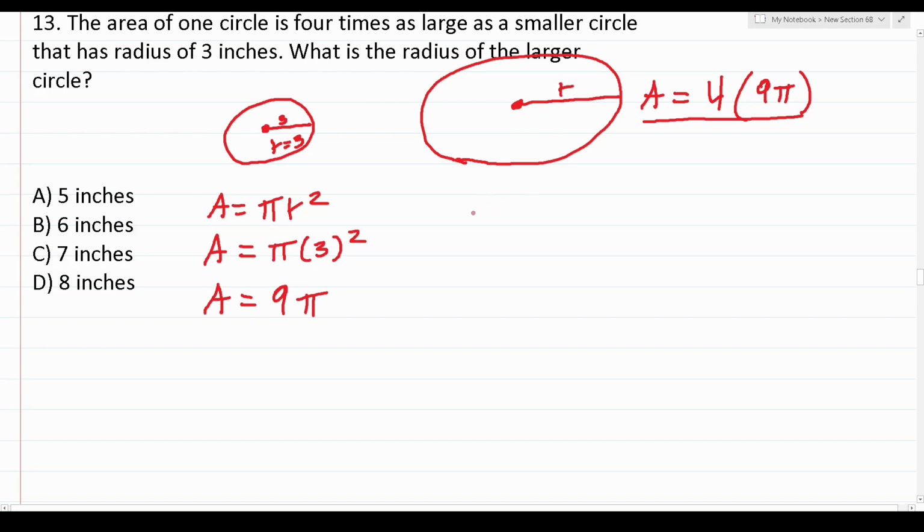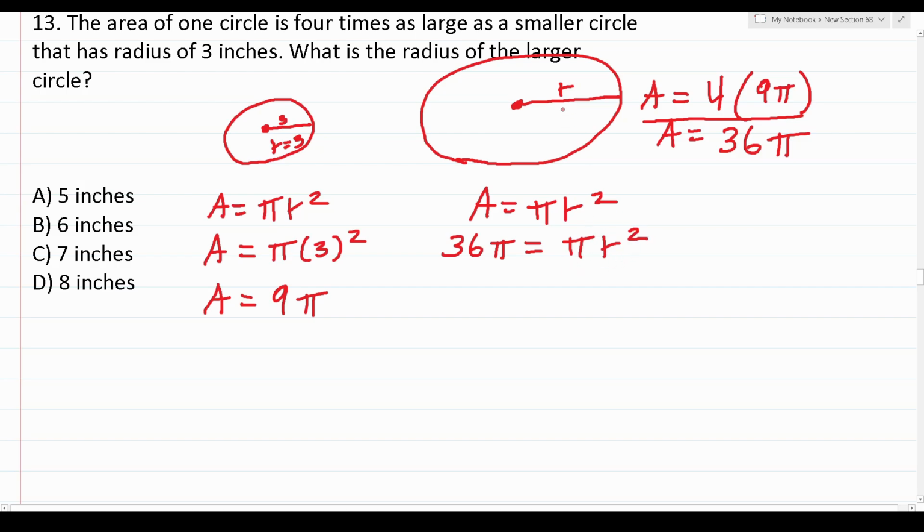To find the area of a circle, use the formula area equals pi r squared. We know what the area of this bigger circle is. It's 4 times as big as this area of the smaller circle. What is 4 times 9 pi? Well, 9 times 4 is 36, so it's 36 pi. So we know A in this case is 36 pi equals pi r squared.